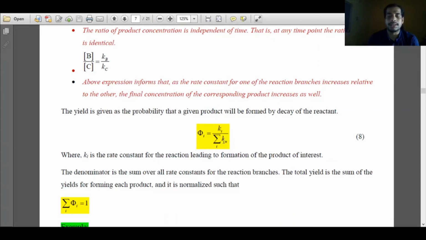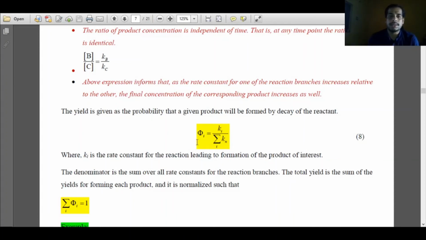Sum over all the rate constants means K1 to Kn, up to whatever the number of species that are forming. If we take the sum of all those rate constants, then we get the sum over Kn. So Ki is the rate constant for a particular reaction, that is formation of the ith species, and the denominator is the sum over all the rate constants for the reaction branches, meaning we take the sum over all the branches. Then whatever we get from this ratio will inform about the yield of the particular product formation.